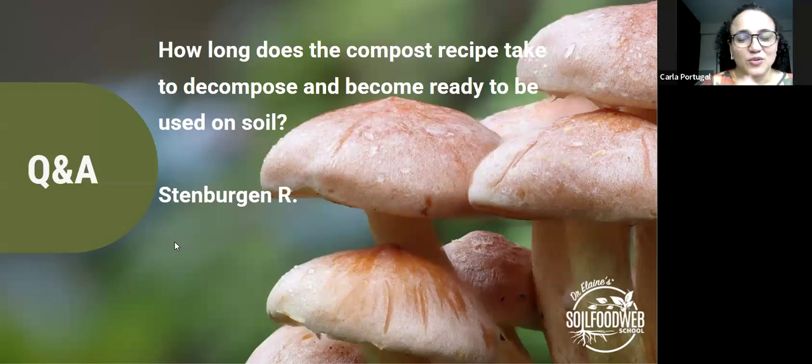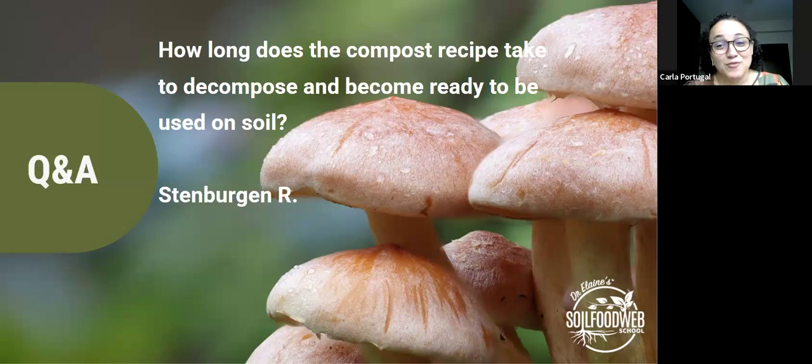So let's go to another question from Stenbergen. Sorry if I'm not saying your name correctly. How long does the compost recipe take to decompose and become ready to be used in soil? I would start as if Elaine would be here. It depends, but normally it can take about 3 to 6 months in the thermophilic stage.